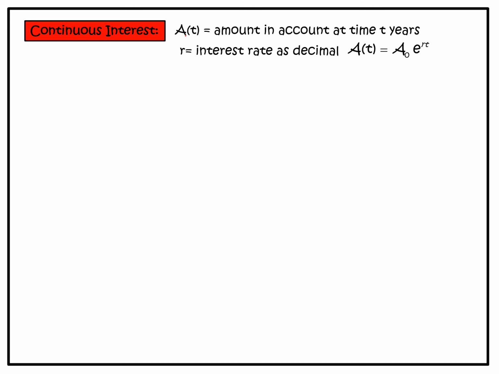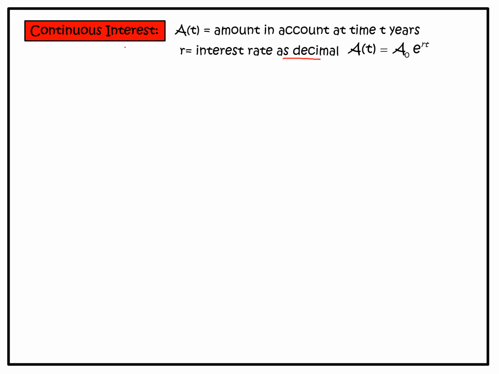So now we want to consider the application of continuous interest. With continuous interest, we're going to let A of t be the amount in our account after t years, and R is going to be our interest rate, and it's got to be as a decimal. And if that's the case, then our population is really the population of money, okay? And it's going to be A0, which is the principal that we originally invested, times e to the RT. So this is called continuous interest because it involves the exponential.